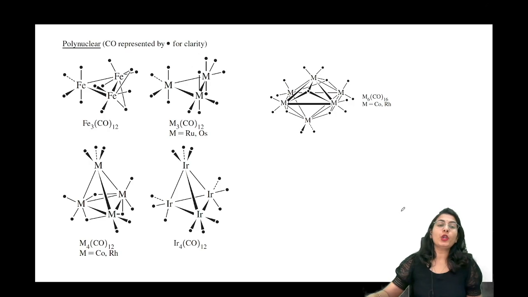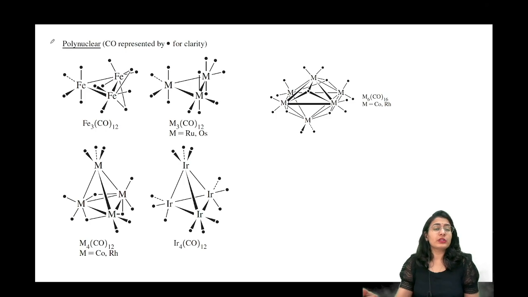Aage chalte hain polynuclear mein. Now polynuclear can have like 3, 4, more than 4, more than 2 actually. So polynuclear mein I'm taking few examples, and to simplify I've taken the carbonyl as a dot. Theek hai, isse aapko kya hoga, metal ke upar focus hoga sirf.